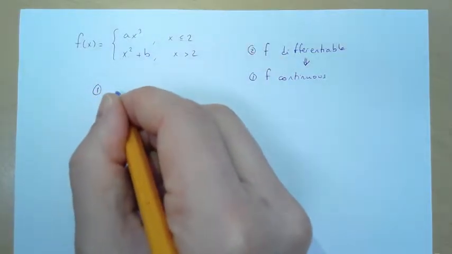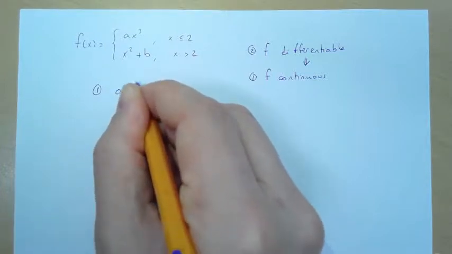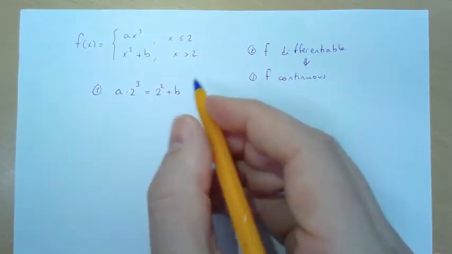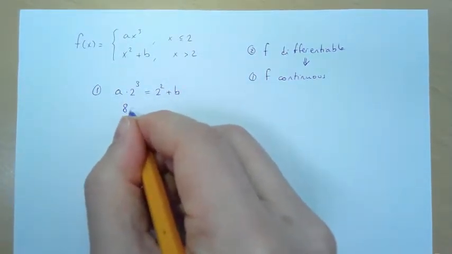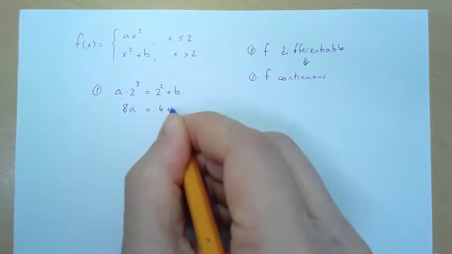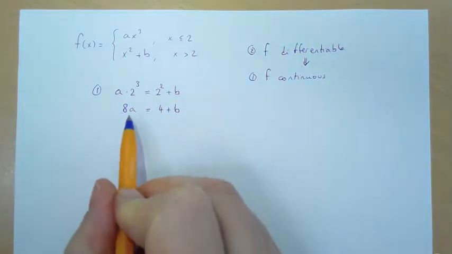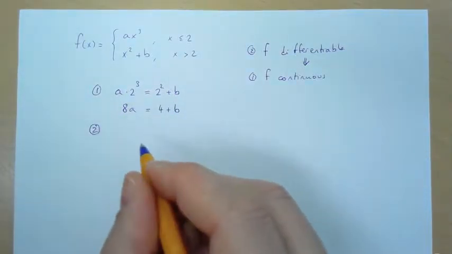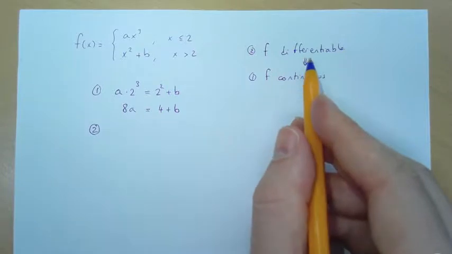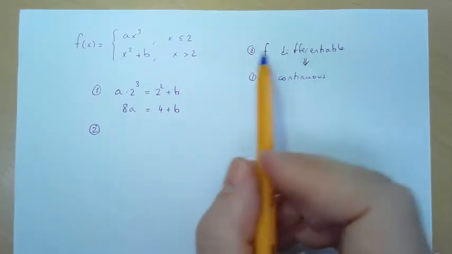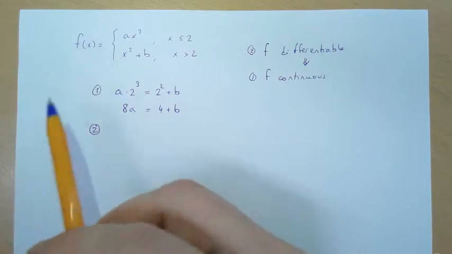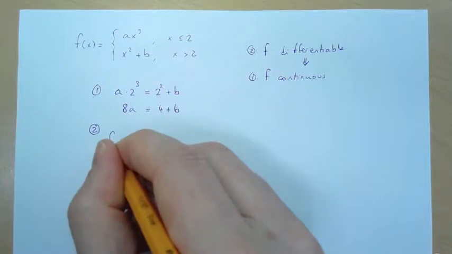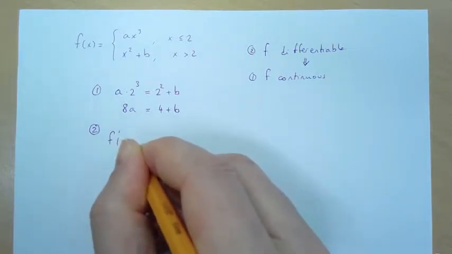So a times 2 cubed has to be equal to 2 squared plus b. If I solve this, I get 8a equals 4 plus b. So the first condition yields some information, but it's not enough. We need to use the second one. f is differentiable, which means that the derivative of f has to give the same value for the first rule and the second rule.